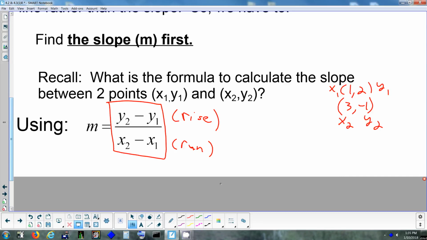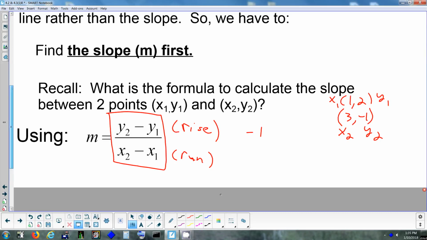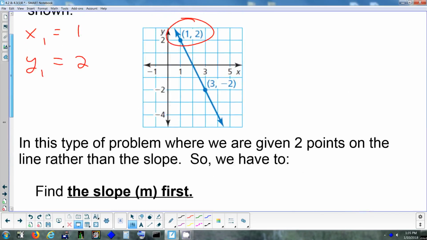Let's fill it in. Joe, what's Y2? Y2 is negative 1. Go ahead and finish the whole thing off for me. Why do you have negative 1? Someone told me 3, negative 1. Who said that? Just 3 and negative 1. Hey, 3, negative 2. Negative 2. Negative 1.